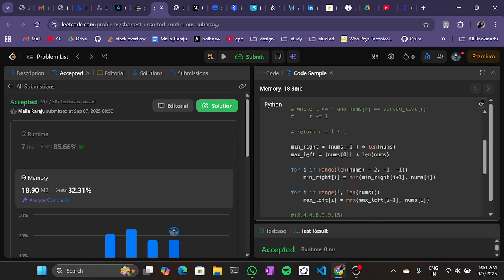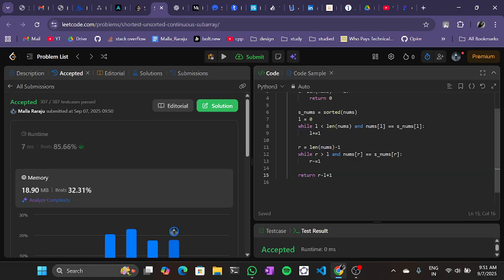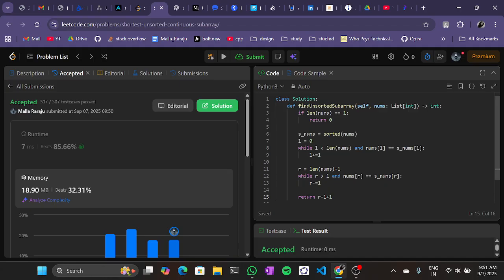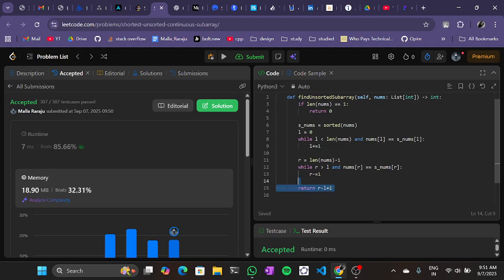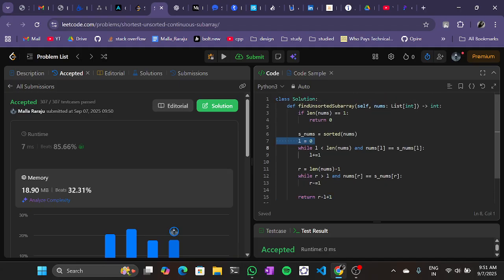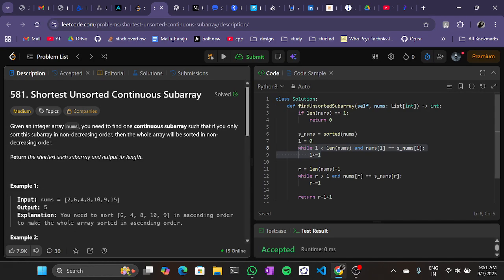Anyway, here we have to take a separate list, so instead of doing that, we are doing it in a different way. The intuition is simple. We sorted the array and stored it here, and we are seeing how many of the values from both the arrays are in place.